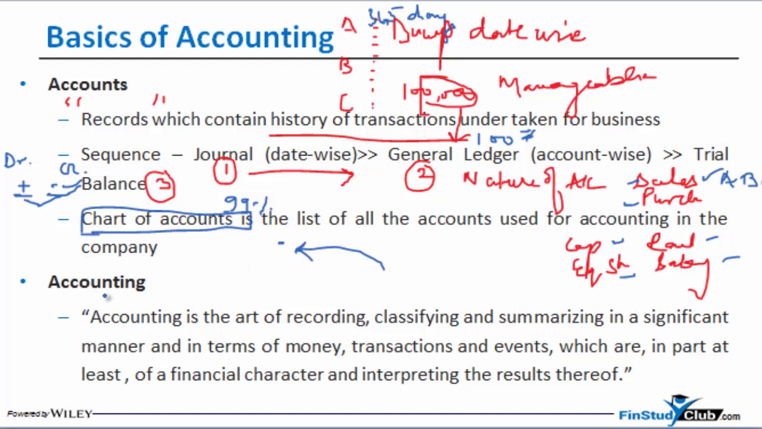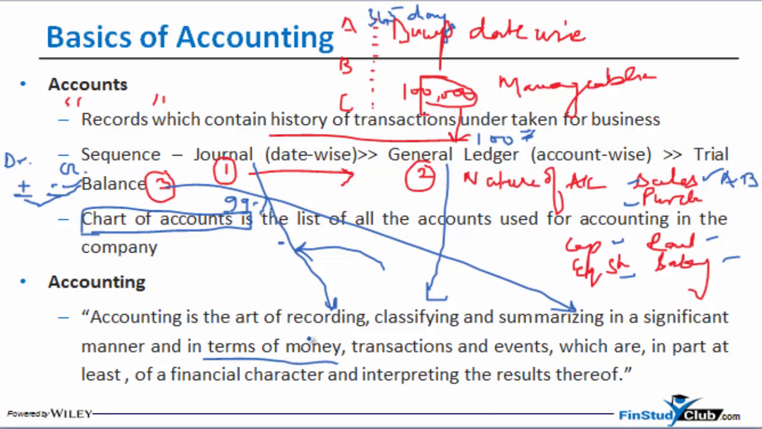Coming to a definition of accounting, well, pretty simple. Accounting is the art of recording. Recording where? In a journal. Classifying where? In a general ledger. And trial balance, which is summarizing. So basically, accounting is the art of making accounts, as simple as that. And in terms of money, that means anything that I'm going to record has to be in dollar terms.